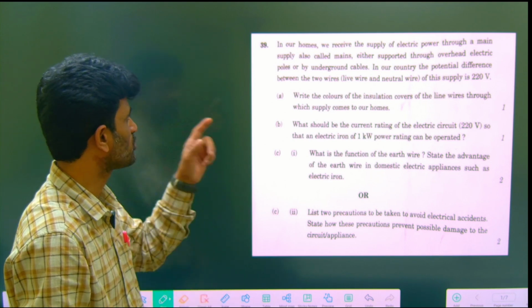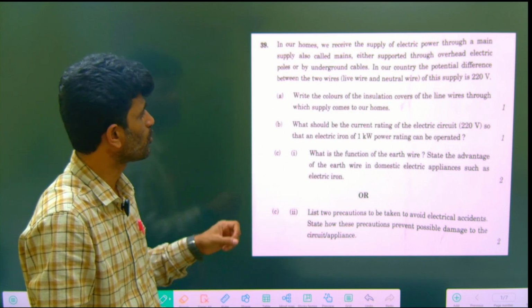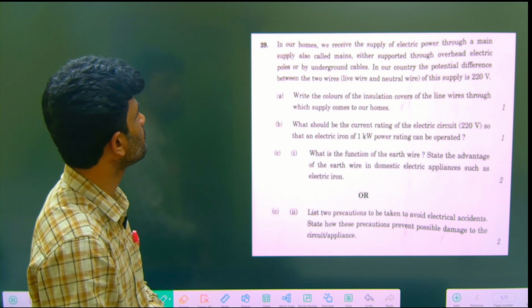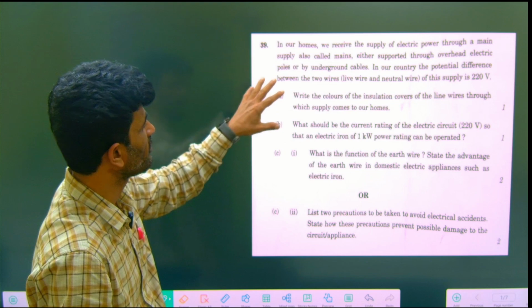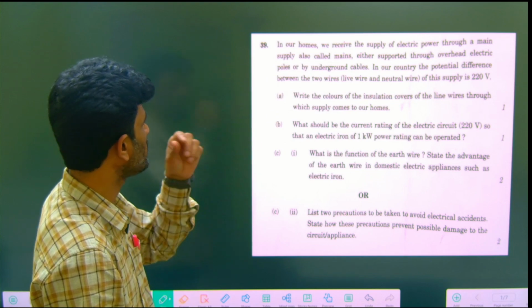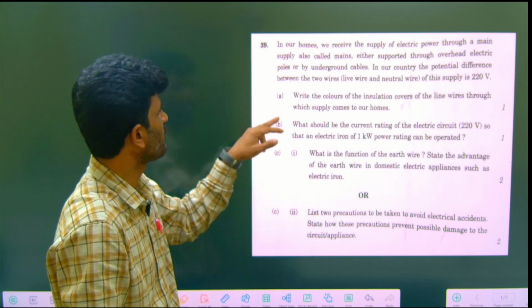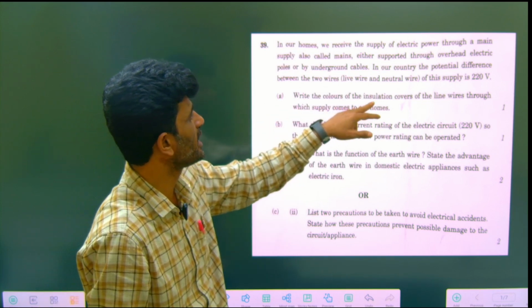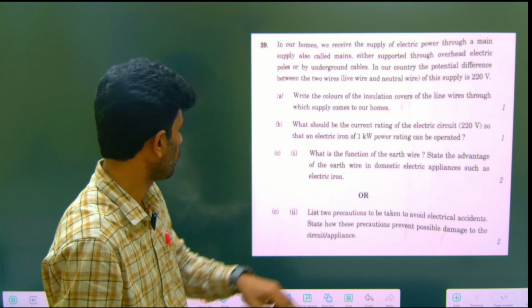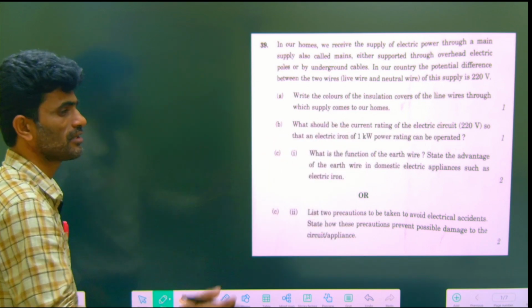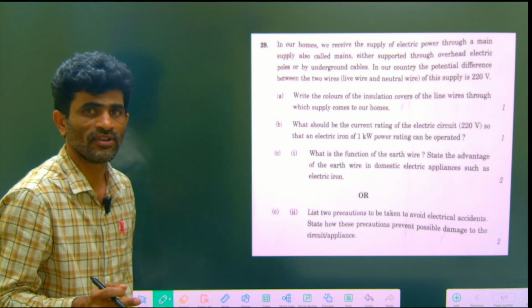So here the first question is the 39th question. I came from the back. See, this is the 39th question, which is a case study for 4 marks. This is from magnetic effects of electric current. In this, some information is given about potential difference 220 volt. If you come to the question directly, the first question is: write the colors of the insulation covers of the line wires through which supply comes to our homes. We discussed domestic electric circuits. There we will be having 3 wires, we discussed.